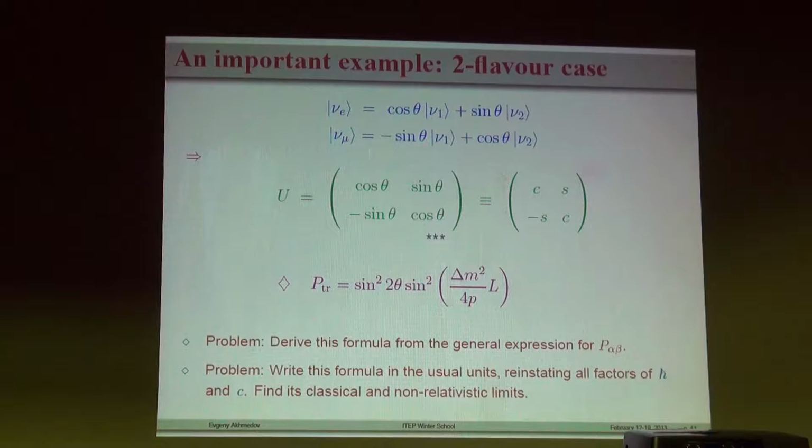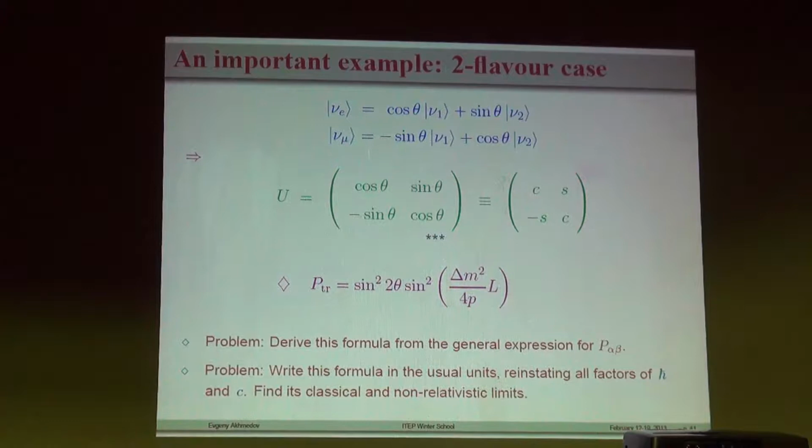Now, if we have only 2 neutrino flavors, ν_e and ν_μ, and the neutrino flavor states are linear superpositions of mass eigenstates ν1 and ν2, then the coefficients of this superposition can be written in this way. The leptonic mixing matrix, which we discussed in the previous lecture, can be written in a very simple form: cosine theta, sine theta, minus sine theta, cosine theta. For brevity, I use C and S as a notation for cosine and sine. And this is actually an orthogonal transformation, not even a unitary one, because there are no complex values.